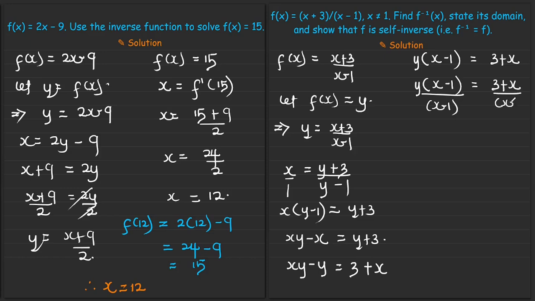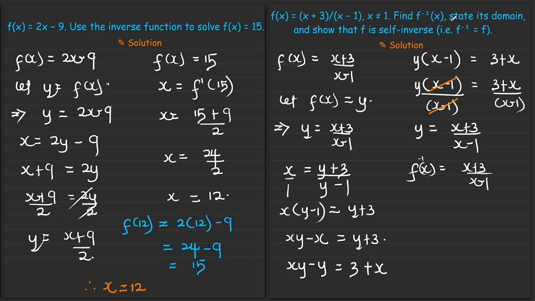So dividing both sides by x minus 1, we have all of this over x minus 1, in which case x minus 1 here cancels out this x minus 1. So they are left with y equals 3 plus x all over x minus 1. Or better still, we can write it as x plus 3 all over x minus 1. We have been able to find the inverse of the function. So that is x plus 3 over x minus 1.